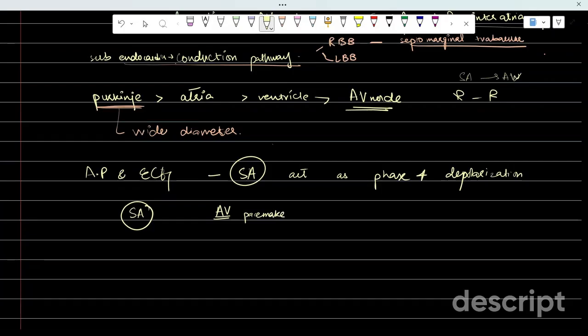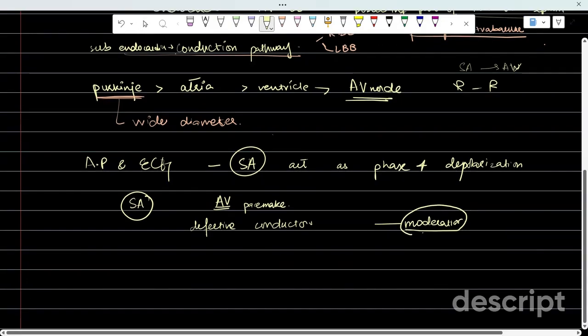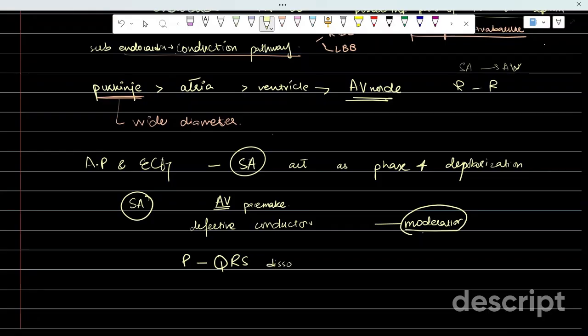If there is an abnormality in the conductive tissue, if there is a defective conductive tissue of heart, the moderator band is where an artificial pacemaker will be placed. If there is a P to QRS dissociation seen on the ECG, that means that the SA node is not working properly. The pacemaker now placed will be in the right atrium.